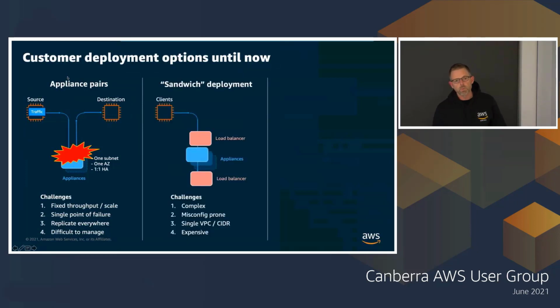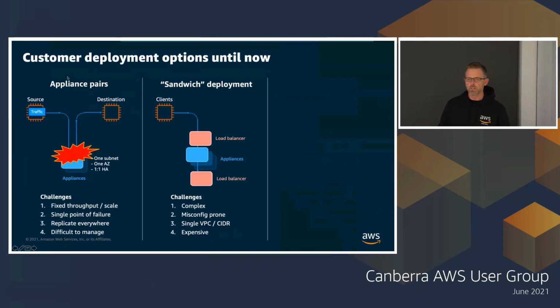A second model for bringing appliances into AWS was called the load balancer sandwich. This is quite often used to put WAFs or IDS in front of an application. So you'd have a load balancer at the front. Behind that, you would have a farm of appliances, at least this time across multiple availability zones. Then you have your application load balancer behind it with your application instances behind that again.